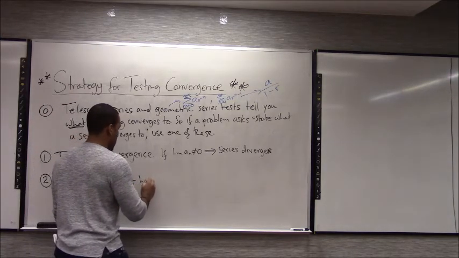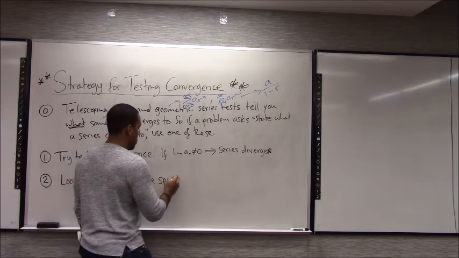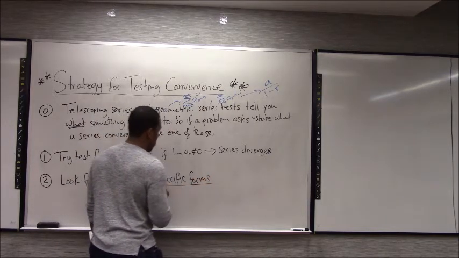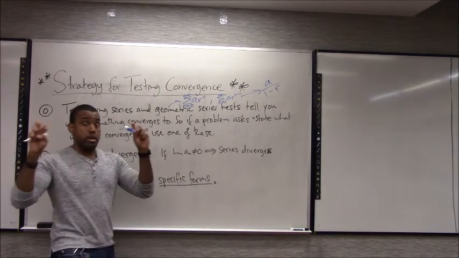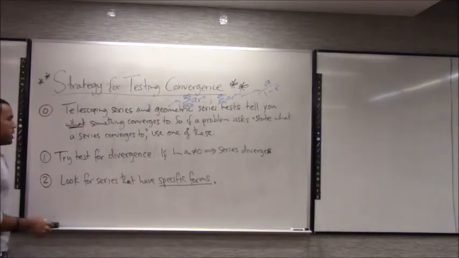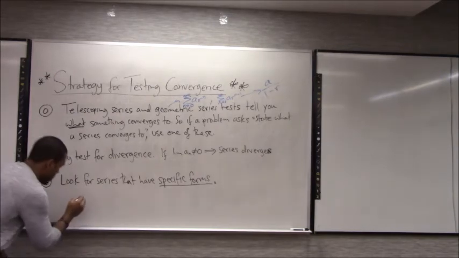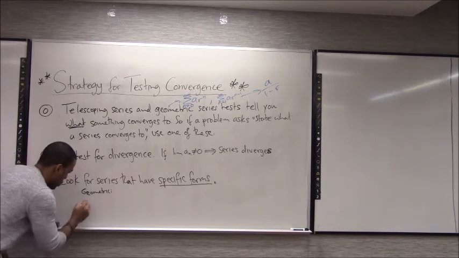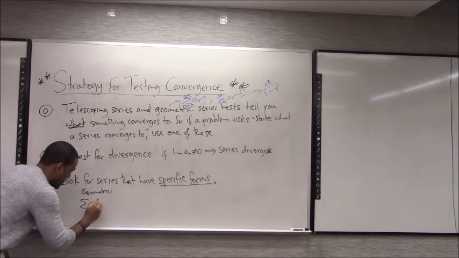series that have specific forms. So you'll notice, for example, when I told you about the ratio test or the root test, it works on any series, right? But there are some specific forms, like the geometric is a specific form, right? So you're looking for things that look a very specific way.